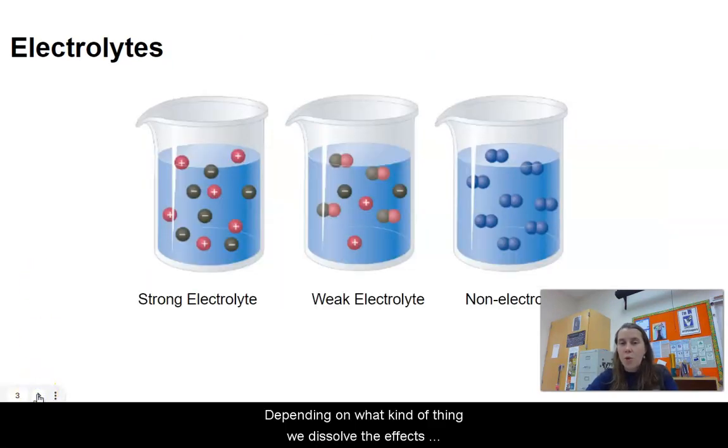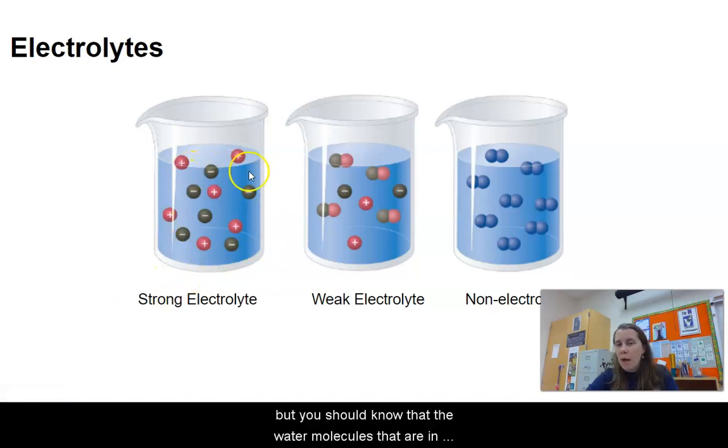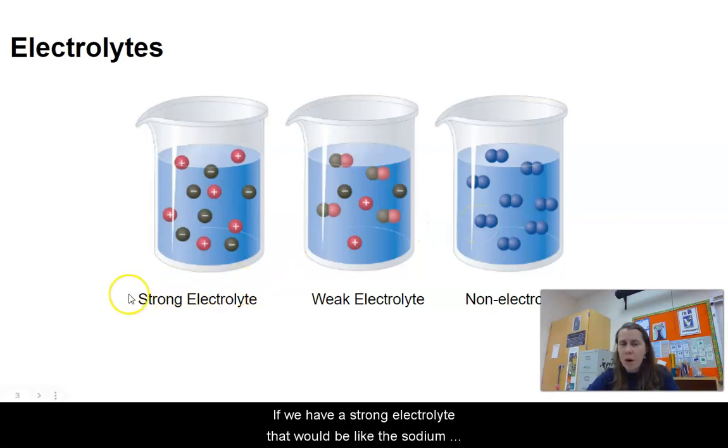All right, so depending on what kind of thing we dissolve, the effect could be more or it could be less. Okay, so we have electrolytes shown here in these beakers, and the water molecules aren't shown, but you should know that the water molecules that are in there are going to interact with the particles in each of these beakers, or else it wouldn't dissolve. All right, if we have a strong electrolyte, that would be like the sodium chloride I just showed you. When we put it into solution, it's going to form ions.